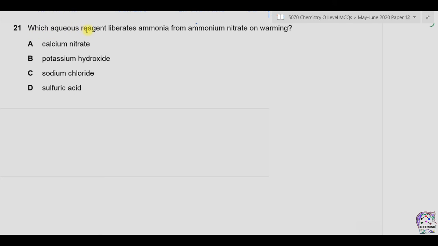Question 21. Which aqueous reagent liberates ammonia from ammonium nitrate on warming? For solving this type of question, you should remember one equation: any ammonium salt, it could be ammonium nitrate or any other salt, when it reacts with an alkali, on warming it liberates ammonia gas. Now for the ammonium salt we have ammonium nitrate, and then the second reactant must be an alkali.